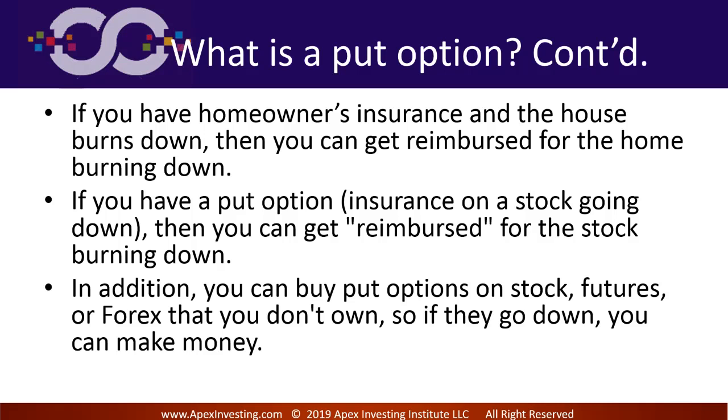If you buy put options on stocks, futures, or forex that you don't own, if they go down in value, you can actually make money. So you can buy insurance on things you don't even own, thinking they're going to go down. And going down isn't bad. I mean, maybe the price of oil is going down, right? So there are a lot of things that can go down. But you can insure stuff you have, and you can even just buy the insurance, put options, on things you don't have.